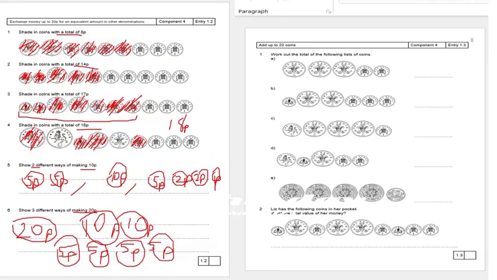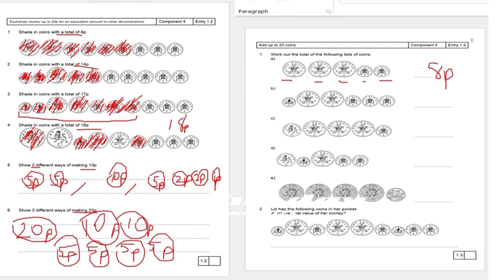Now looking at adding up coins, component 4 1.3. Work out the total of the following list of coins: 2p, 4p, 6p, 7p, 8p. So now it's 8 pence. Essentially it's now working backwards, so it's giving you the coins and asking you to work out the total.